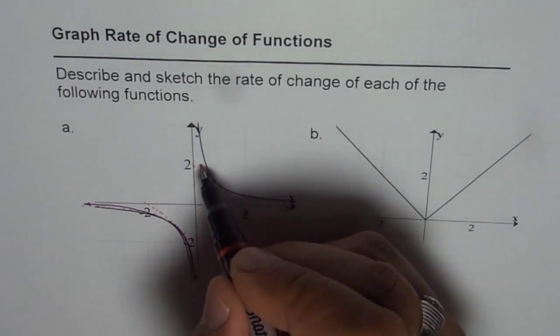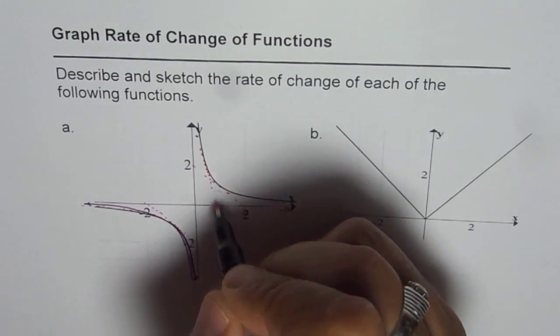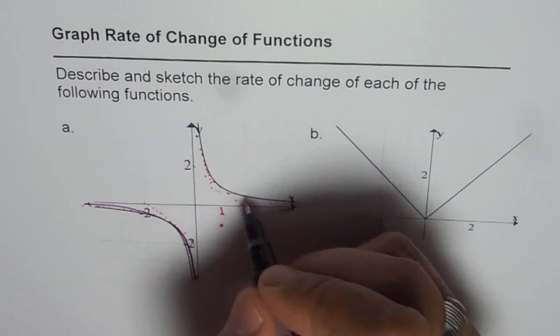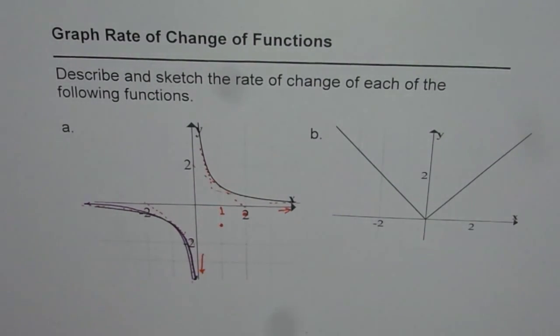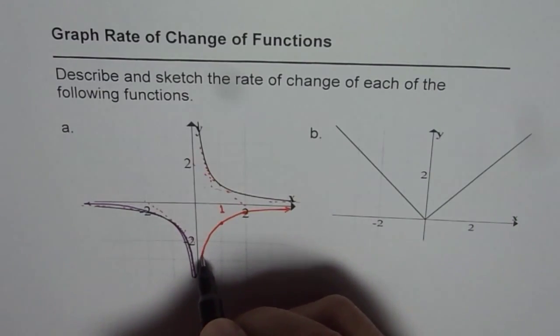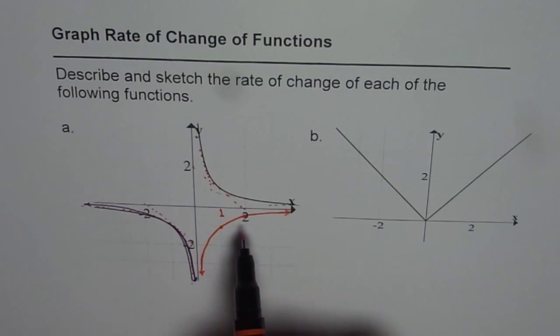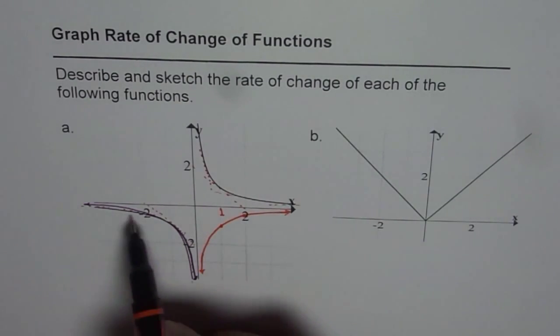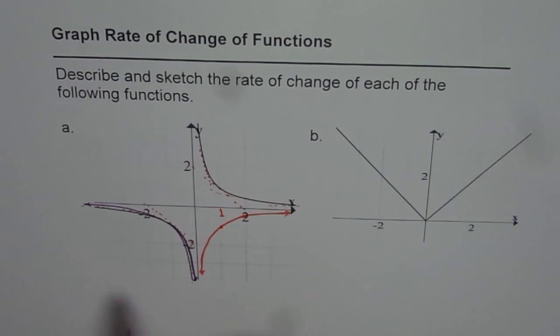Now if I move closer to 0, I find that the tangent is steep but negative, right? So that means a higher value. As I move further closer to 0, it is higher and higher, and it is approaching infinity, right? So it's a vertical line. Connecting these gives me the graph for the rate of change for this function, right? From the symmetry, you can see this part will be exactly similar to the one on the left side. So that gives you the graph for the rate of change.